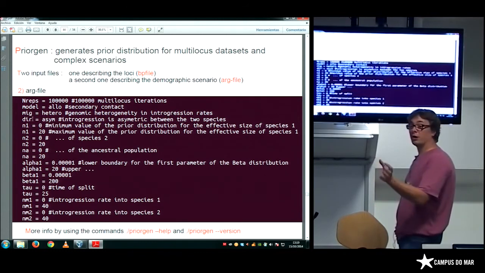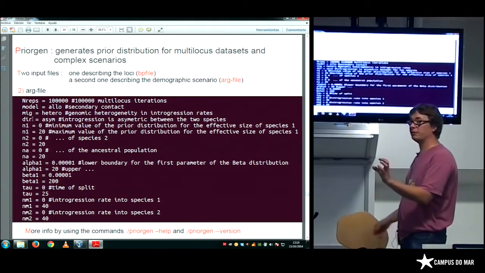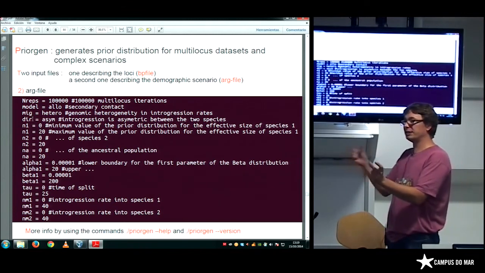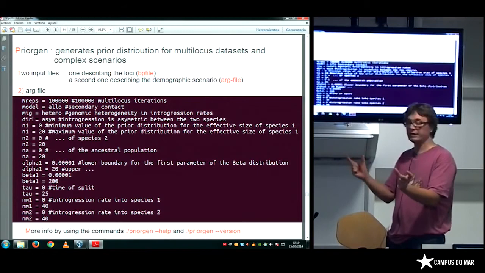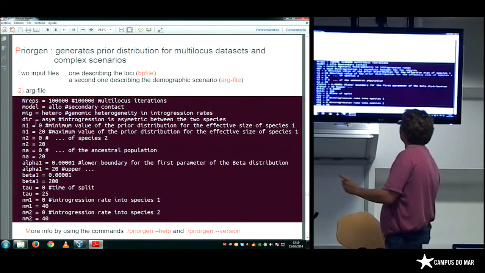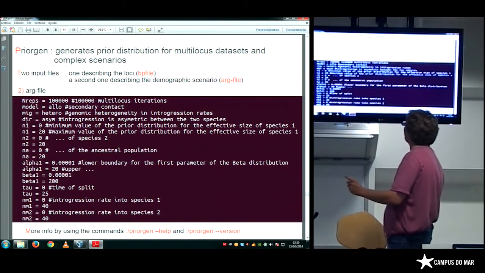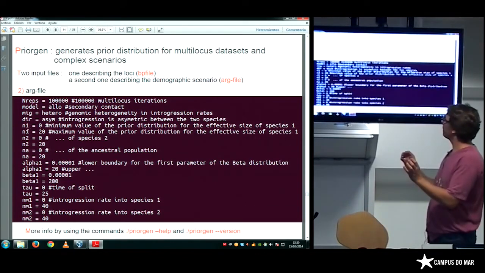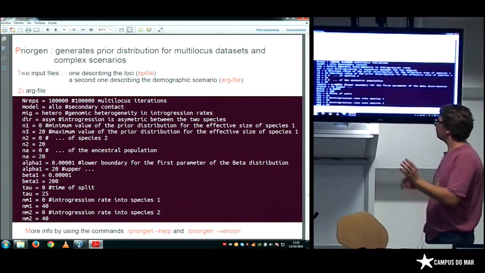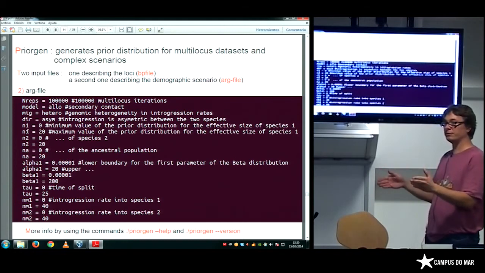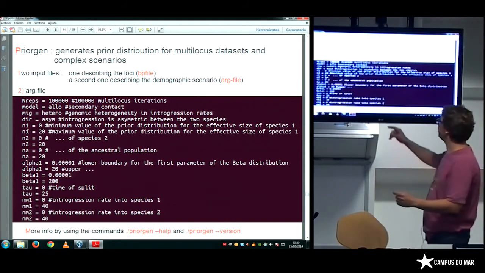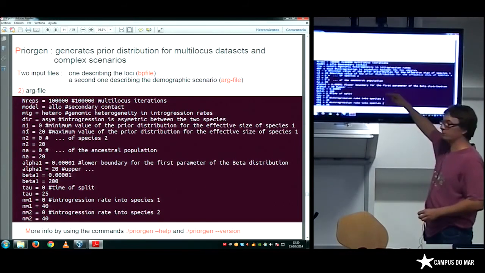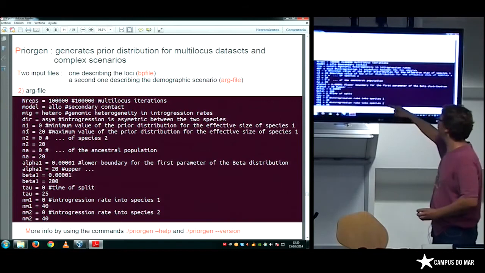You can allow or not a symmetrical gene flow. So the same migration rate in the two directions, or two migration rates. Here it's the extreme value of the prior distribution for the population size of population 1. So it's a uniform prior between 0 and 20.